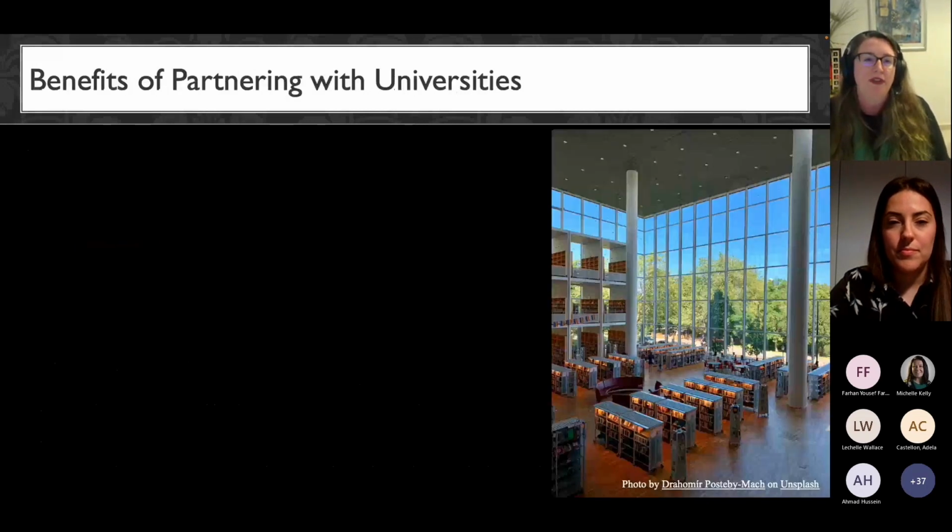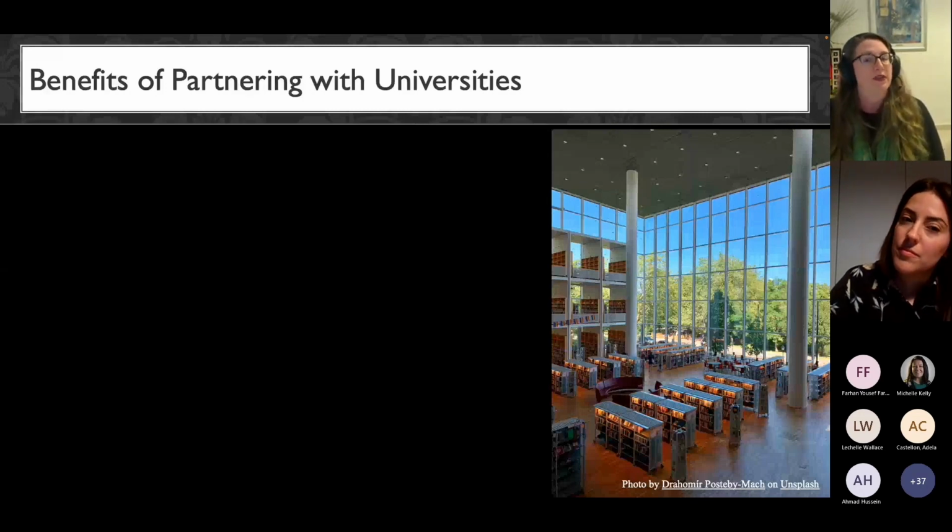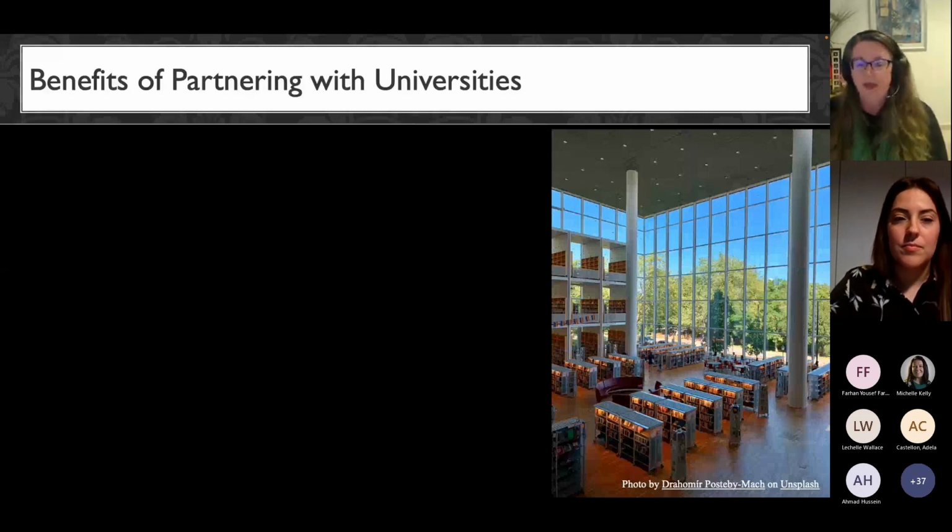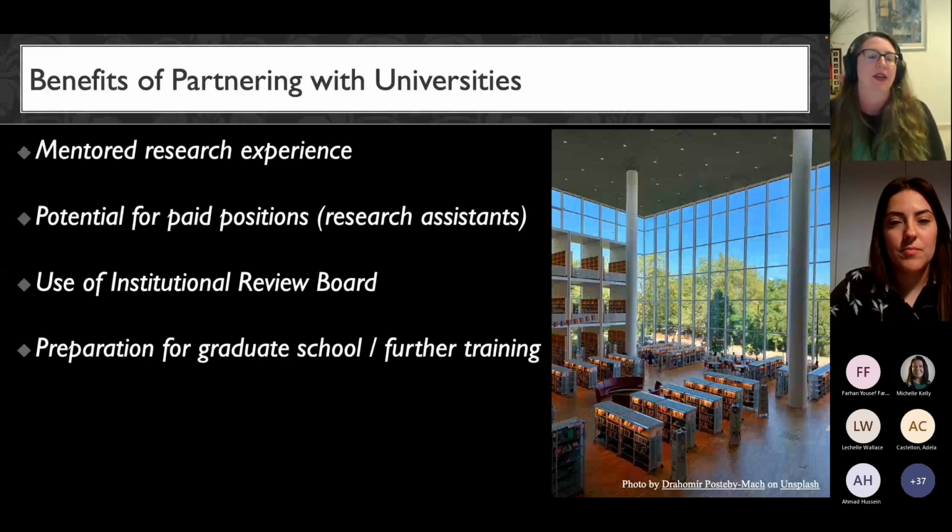Here are just a few benefits of partnering with universities, which is going to segue us into talking about the partnership that we have. If you're interested in this, but you don't really know where to start with research, partnering with a university can be a good option. When you have that partnership set up, you can get mentored research experience from people who do this as their full-time job.